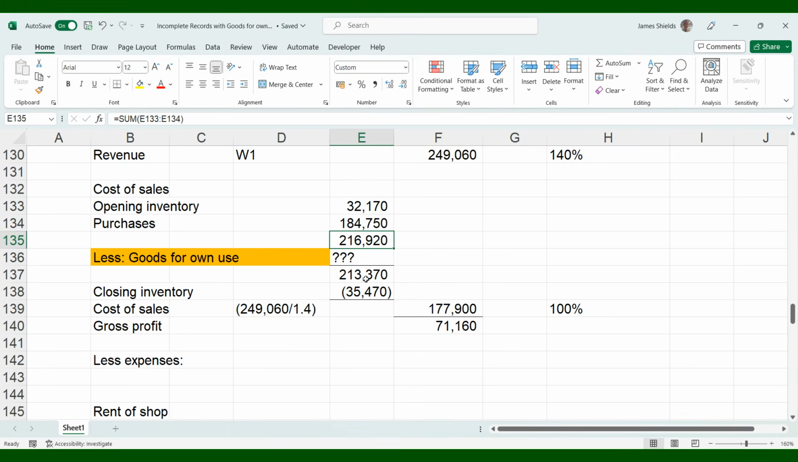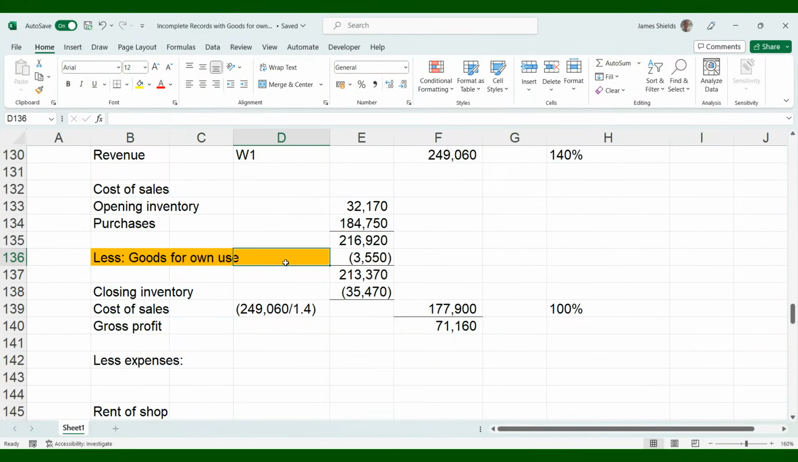Now, if there were no goods for own use, then that figure there would be the same as that figure there, but it's less. So the goods for own use then is going to be the 216,920, take away the 213,370, which gives us goods for own use of £3,550. Right, let's take that to the negative to make it easier to understand. So she's taken out £3,550 goods for own use.